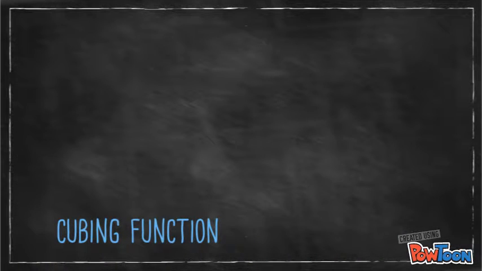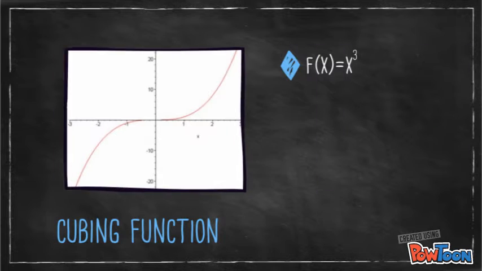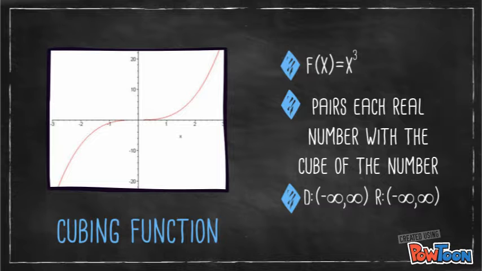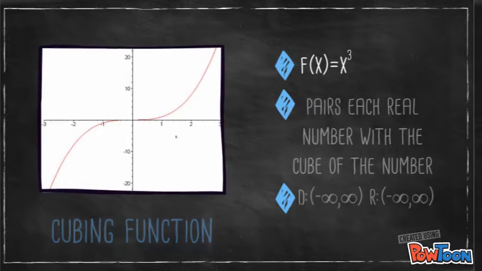The cubing function is f of x equals x cubed. It pairs each real number with the cube of the number. The domain and range are both negative infinity to positive infinity.